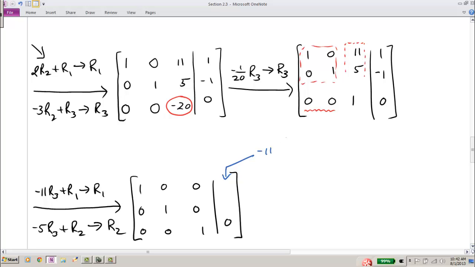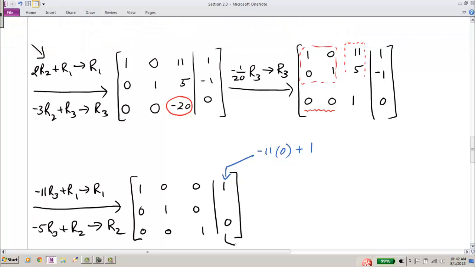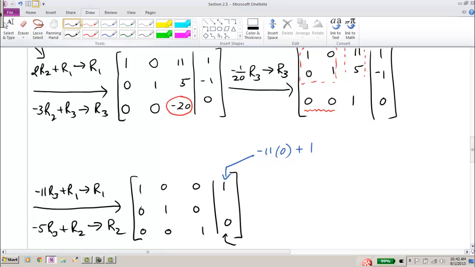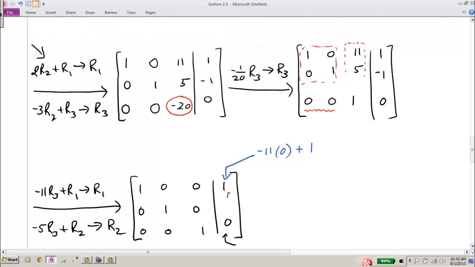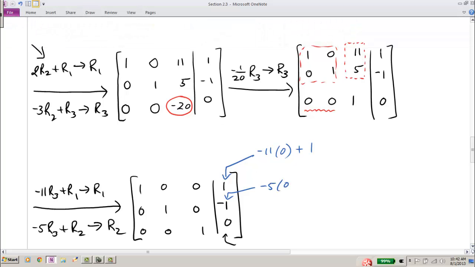So let's see, negative 11 times the element in row 3, which is 0, plus the element in row 1 is 1, and that'll give us 1. Of course, the fact that we have a 0 down here is kind of convenient for us, at least as far as doing calculations goes, because we know that that's not going to change the elements that are above it. In fact, we should expect that we are going to get a negative 1, the same element that was there to begin with. So you can do a quick check. Negative 5 times 0 plus negative 1 is in fact negative 1.